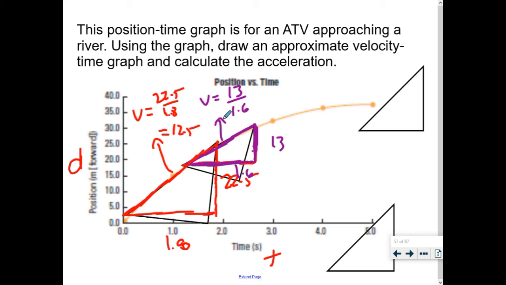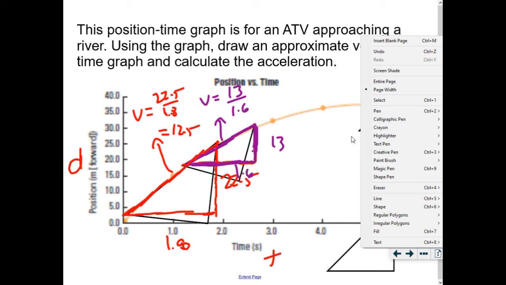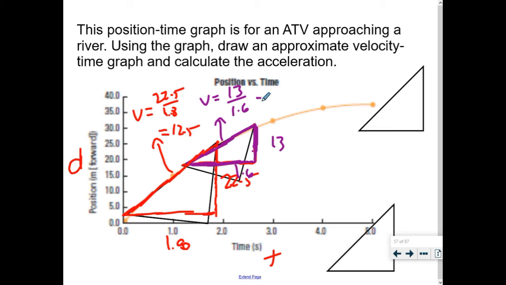And 13 divided by 1.6 drops this down to 8.1, let's call it. Do the numbers make sense relationally to each other? Yeah, because they went down, right? Didn't we make a prediction before we started that our velocities were going to change? They were going to decrease.